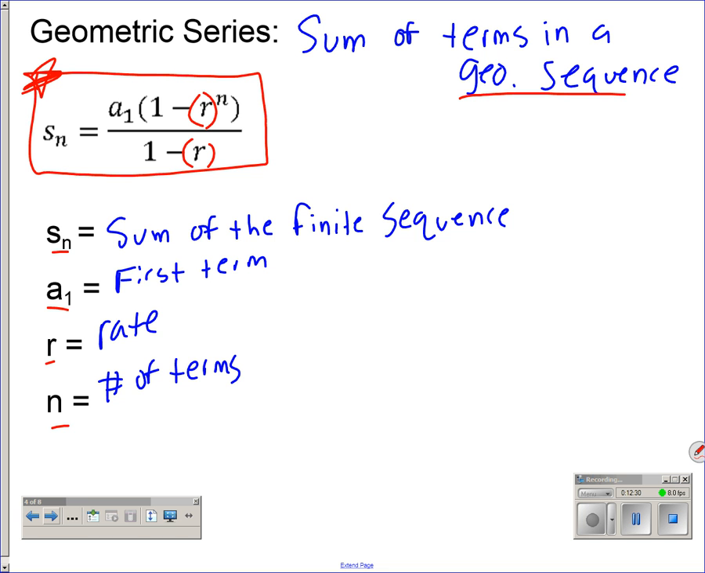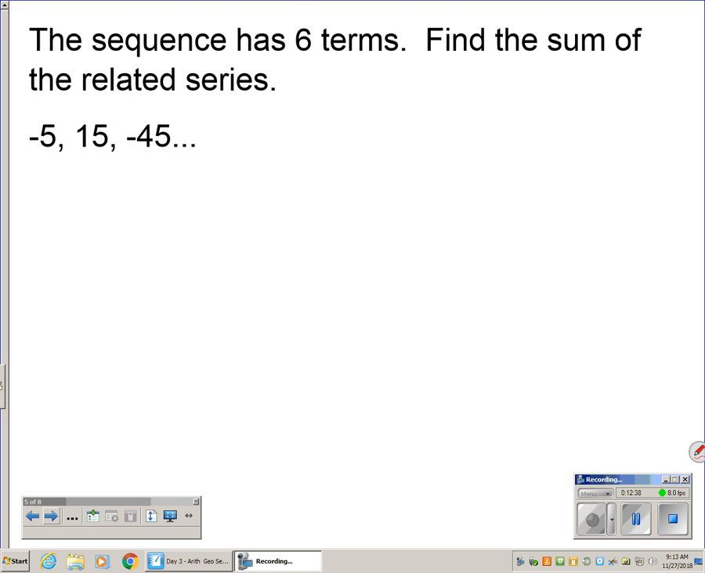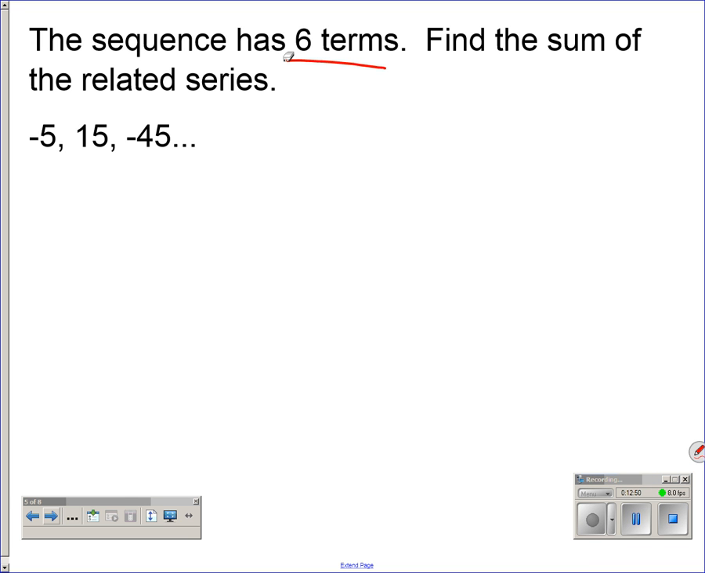Let's give you a second around that now. All right, so in my actual class, 10 minutes has just passed. So let's go through this problem right here. The sequence has 6 terms. All right, find the sum of the related series.